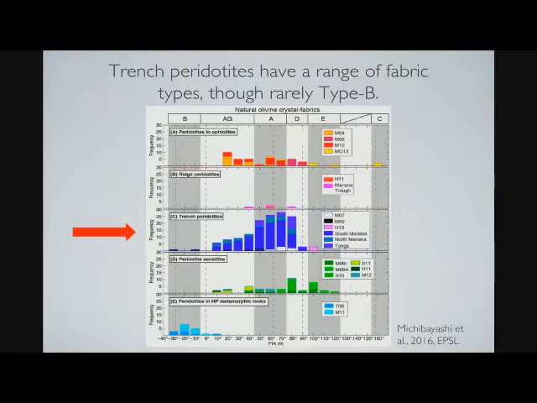And on top of that, we do see other fabric types, and I think it is still an area of very active work to understand all the things that are influencing the different CPOs that you see in prototypes. And also this study by Katsu Mishibayashi, let me just skip. I think this is one of the best databases that are out there.